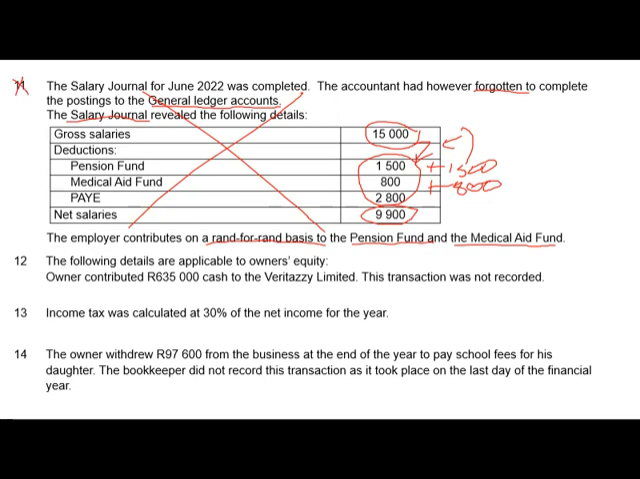Let's go to 12. 12 talks about the following details applicable to owner's equity. The owner contributed 635,000 cash to Very Tese Limited. This transaction was not recorded. Oh, and then they spoke about 30% tax and 97,600 was withdrawn from the business at the end of the year to pay school fees for his daughter. So the owner withdrew that. The bookkeeper did not record this transaction as it took place on the last day of the financial year. Okay. How do we record these ones? I will start with owner's equity.